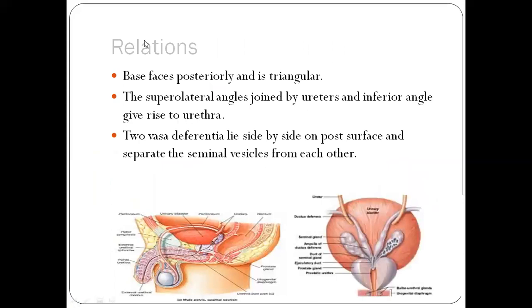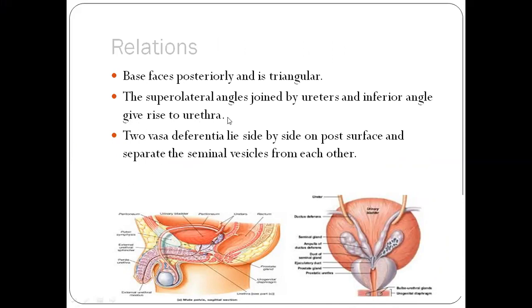So, what are the relations? The base faces posteriorly. This is the base of the bladder, faces posteriorly, and this is the cross section of the male. This is the base of the bladder, and these are the anterolateral surfaces. This is the apex. This is the neck of the bladder. It is actually a pyramidal shape.